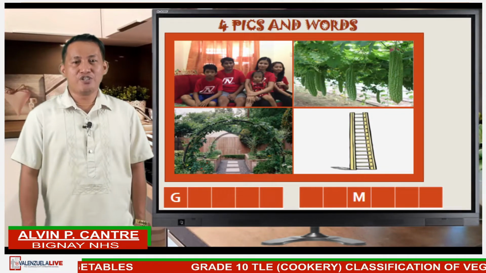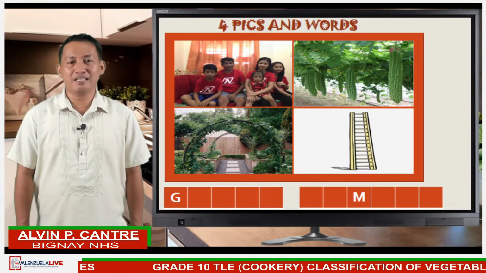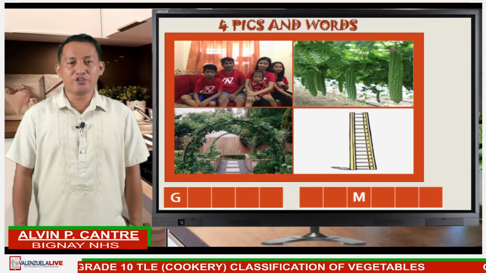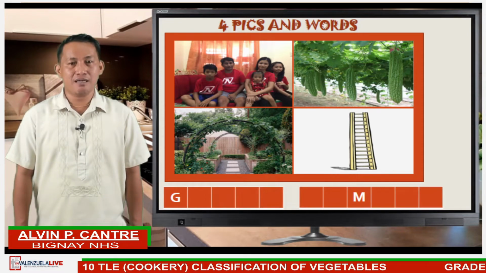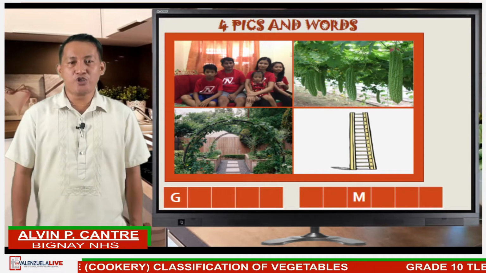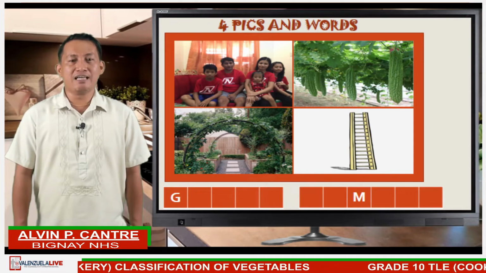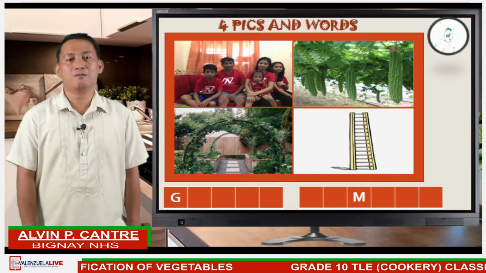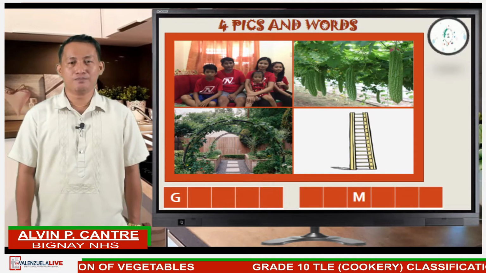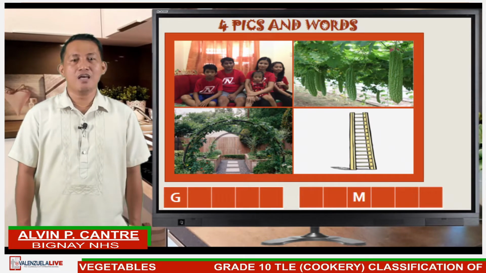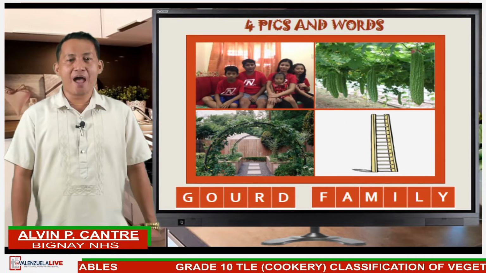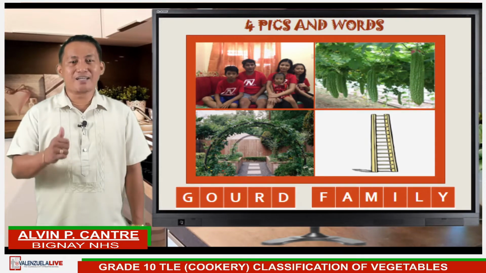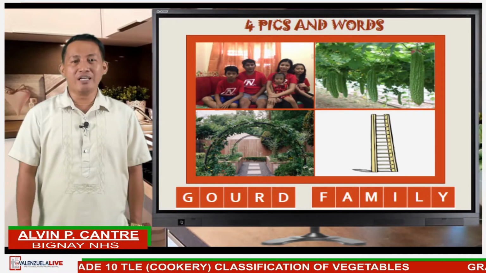On the first image, it shows a family. The second is a picture of bitter gourd, while on the third is an image of trellis. And on the fourth is a picture of ladder. What do you think is it? Your 5 seconds starts now. If you answered gourd family, then you are amazing because you are correct. Let's now proceed with the third.